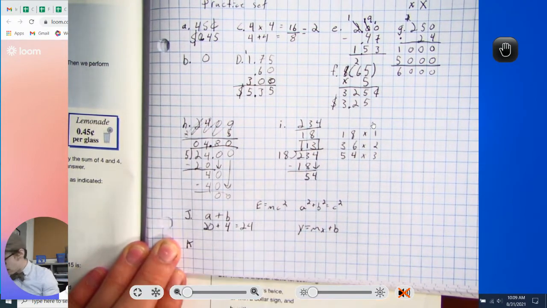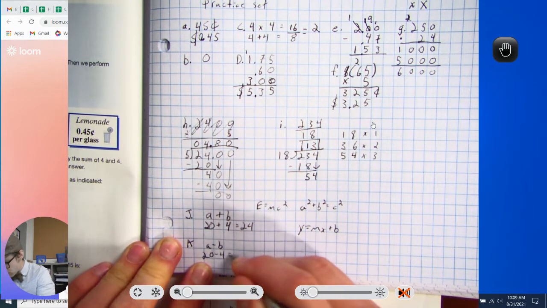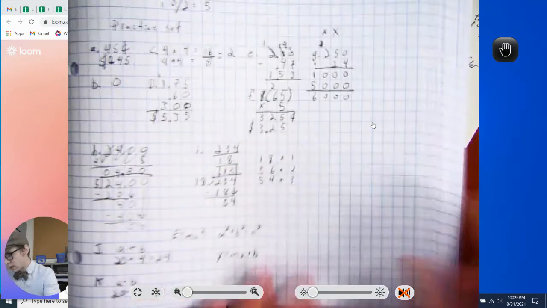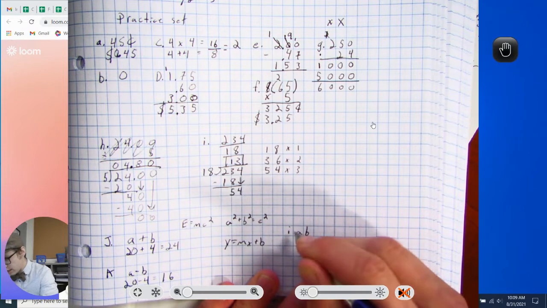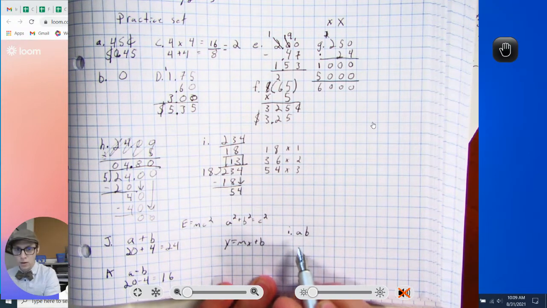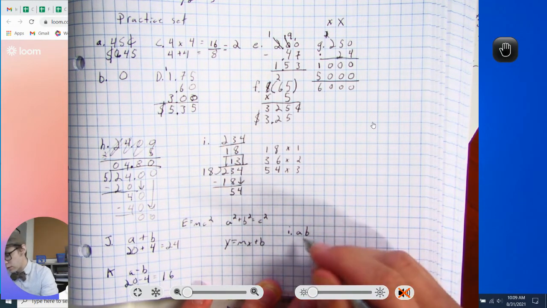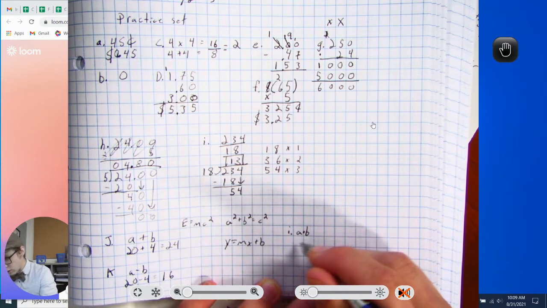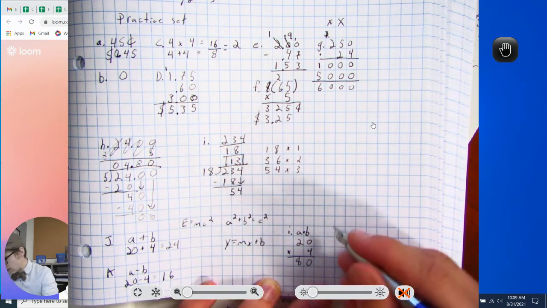K has a minus b, which is really 20 minus 4, which equals 16. We'll jump over to this side here. L, which is a, b, and they're touching each other. Okay. Well, when they're touching like that, that means they are multiplying. So there's a little multiplication symbol there that's invisible. So we can do this as 20 times 4. 4 times 0 is 0. 4 times 2 is 8.